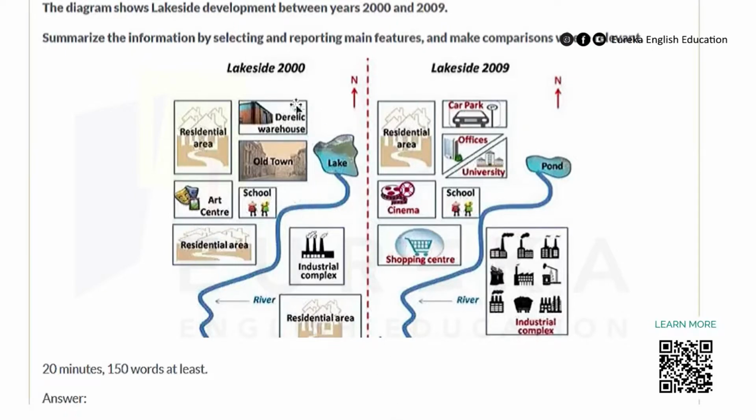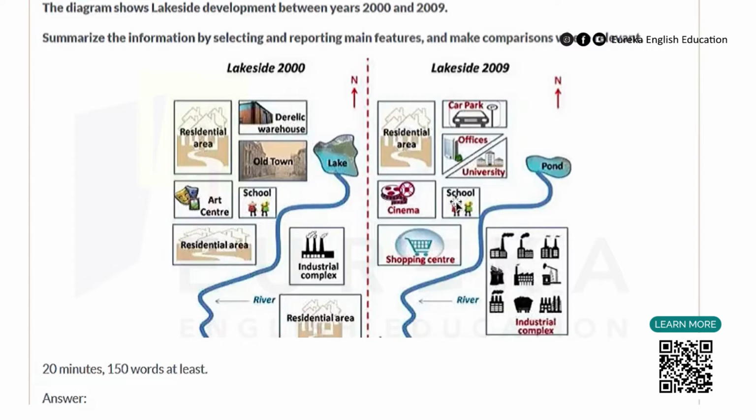Secondly, if you pay attention, we can also notice the size of the industrial complex. In 2000 the industrial complex is this size, and in 2009 it was getting bigger, or it had been expanded. That could be another main change that we can cover for our overview.